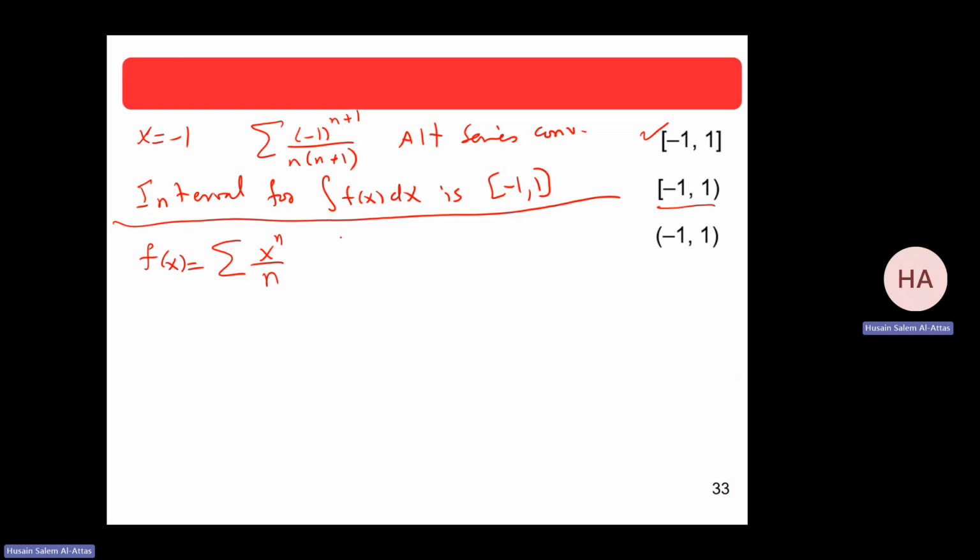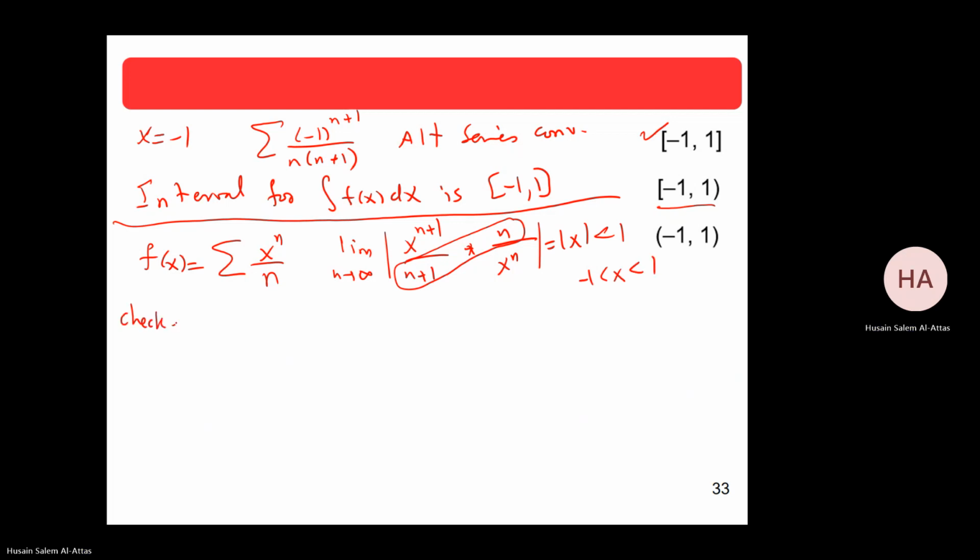So now do the limit as n goes to infinity of x to the power n plus 1 over n plus 1, times n over x to the power n. Very clear, this is absolute value of x. The limit of this is 1, so less than 1, x between minus 1 and 1. Now check endpoints. Actually, we did it before. x equal minus 1, I have this series.